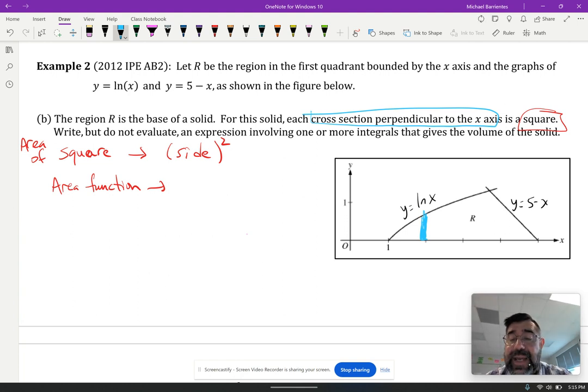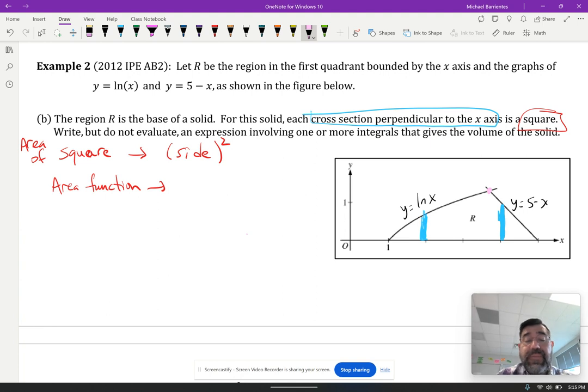Except I noticed that after a certain point right here, now my top function and my bottom function changes. So here's my representative rectangle. And in this part, natural log of x is the top and y equals 0, the x-axis, is the bottom. But over here, once it crosses this point, whatever this point is, now the line 5 minus x is the top and this is the bottom. So we're going to have to create two different setups.